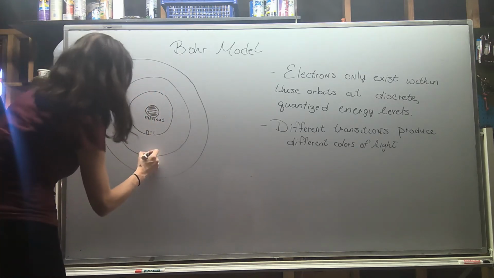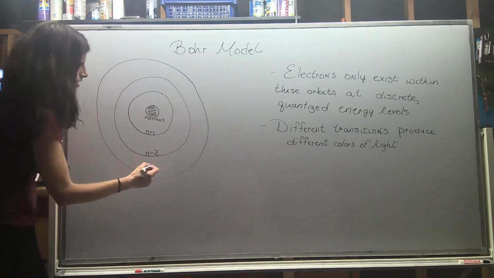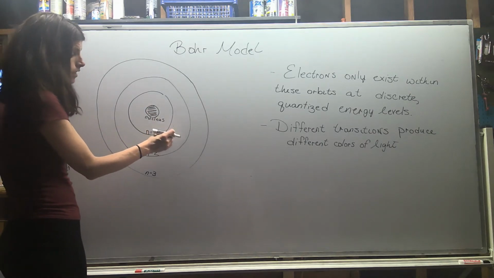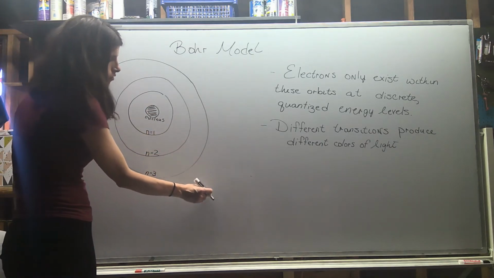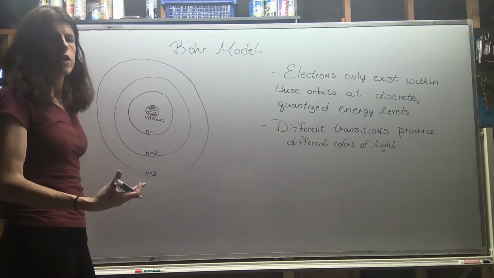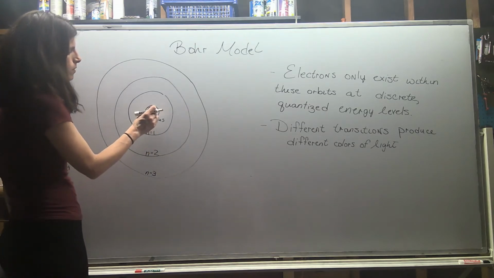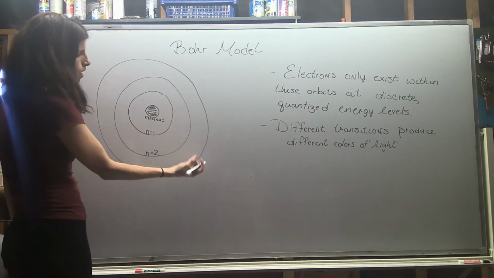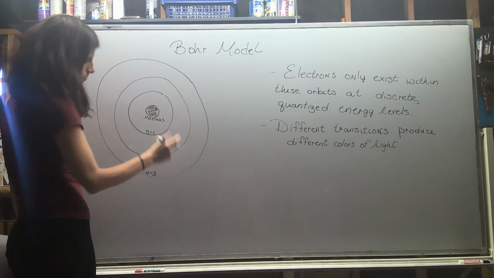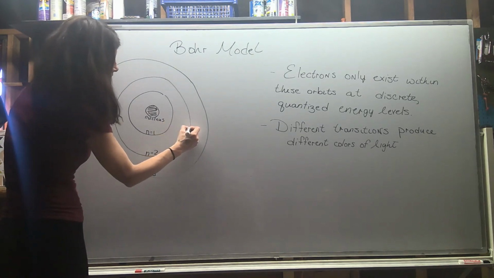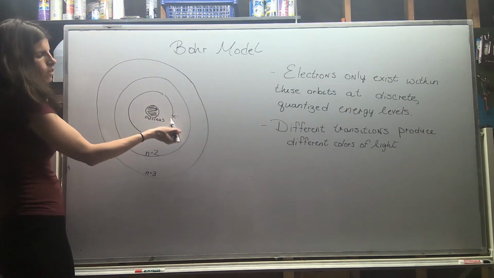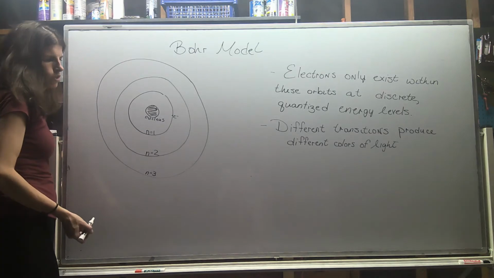So n equals 1, then we have n equals 2, which is our second shell, and n equals 3, which is our third shell. As an electron moves farther and farther away from the nucleus to a higher numbered shell, it has greater energy. And if you think about it, it's because the nucleus wants to pull those electrons in, right? The nucleus is positive and the electrons are negative. So if it wasn't for the strong nuclear force, those electrons want to be closer to the nucleus.